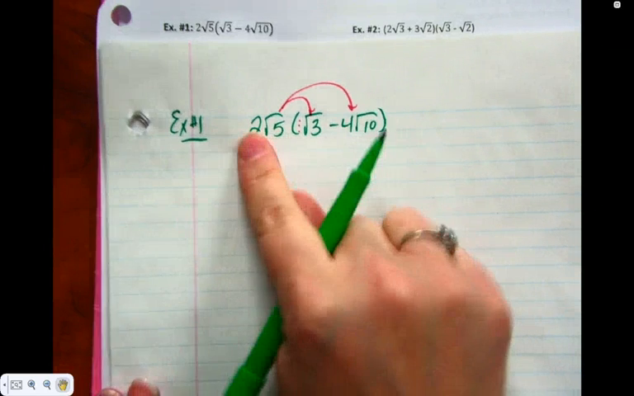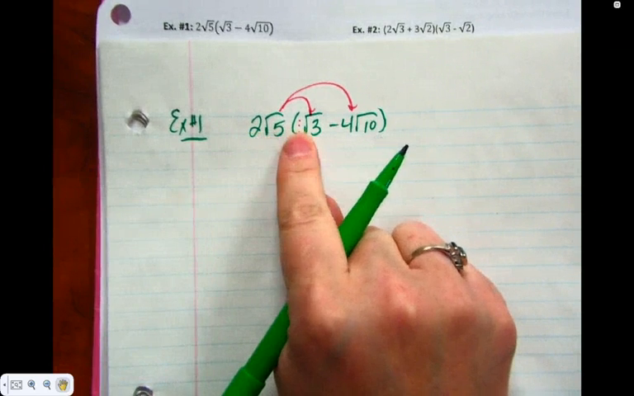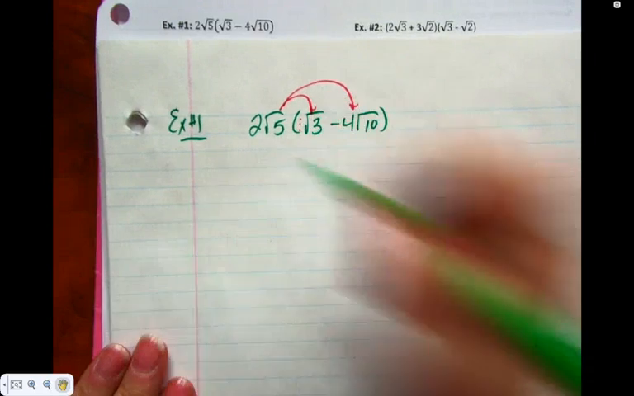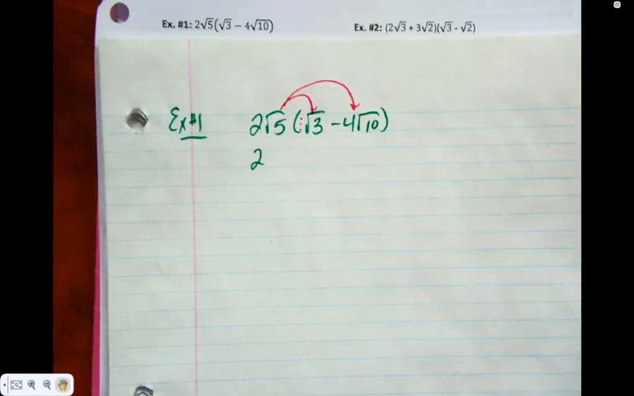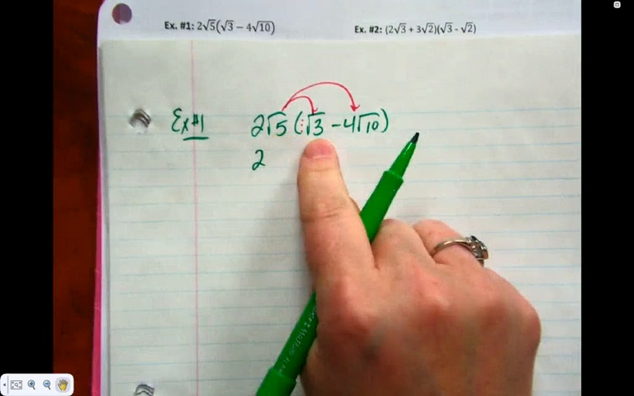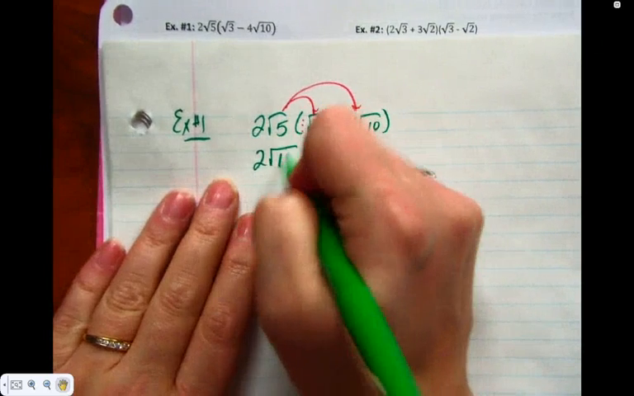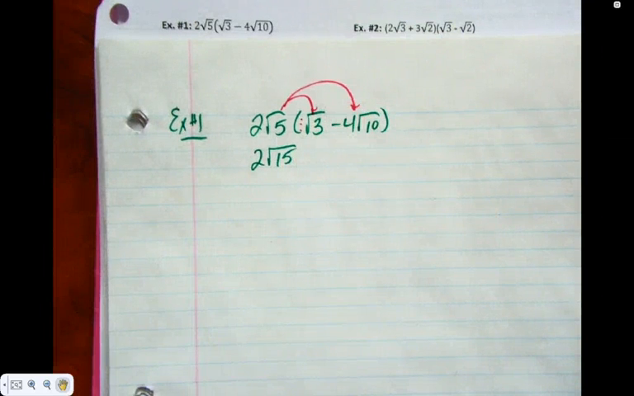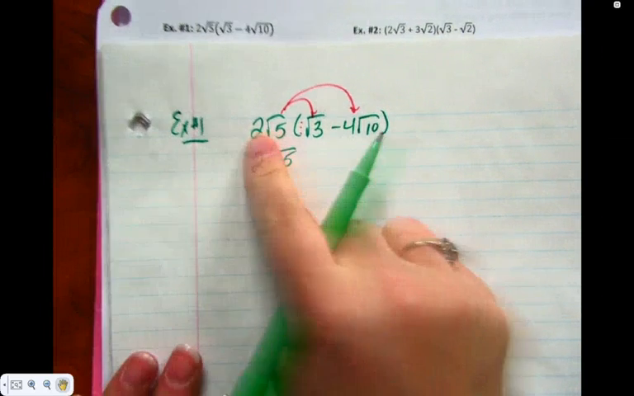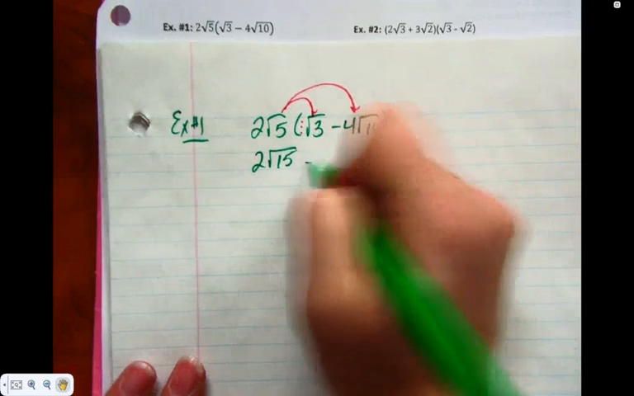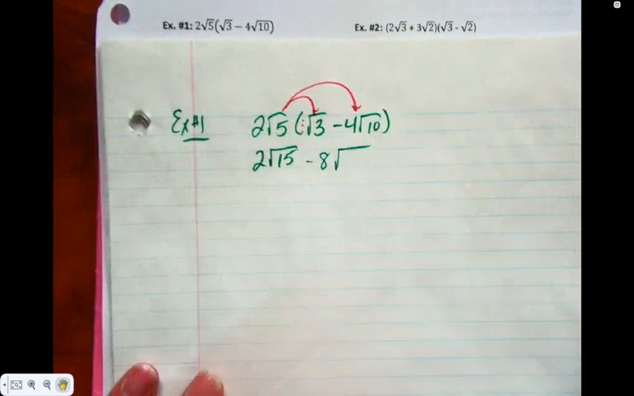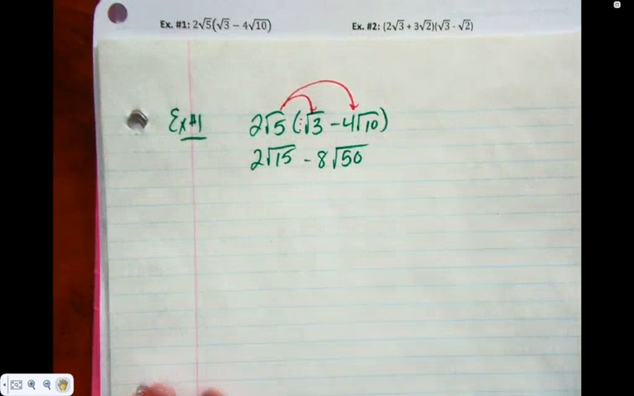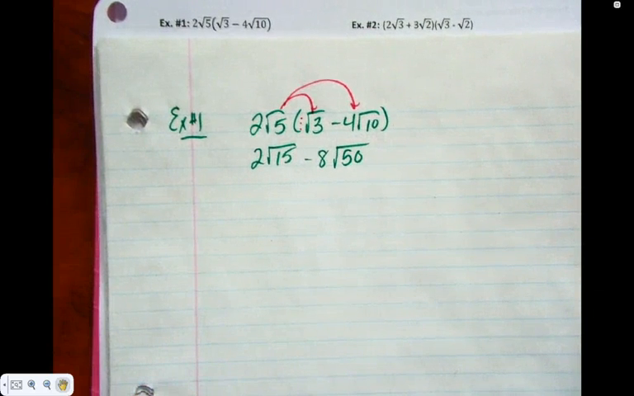Okay, so coefficient times coefficient is 2 times 1. Like not a trick question, 2 times 1. And then radicand times radicand, root 3 times root 5 gives us root 15. The second term, 2 times negative 4, negative 8. Root 5 times root 10, root 50. And then we just simplify.